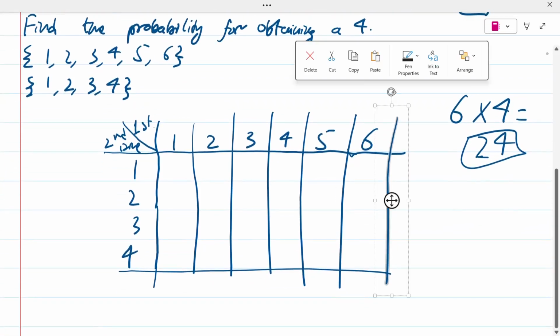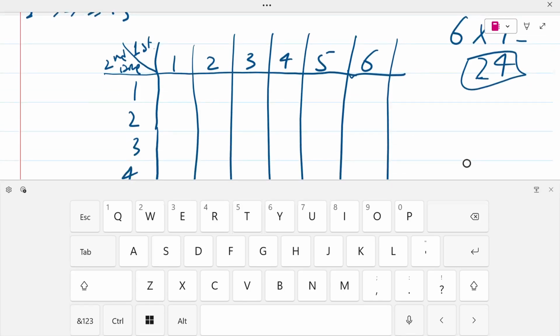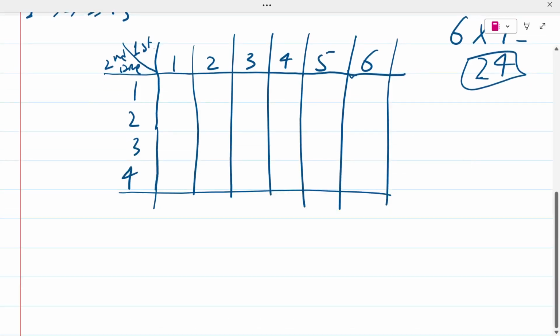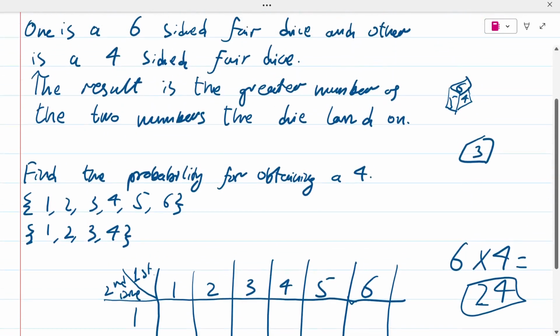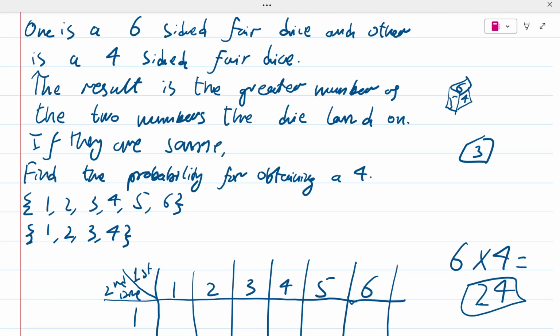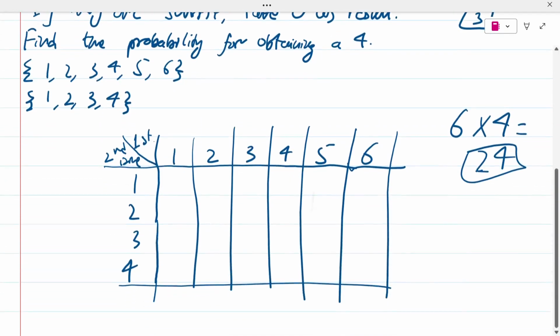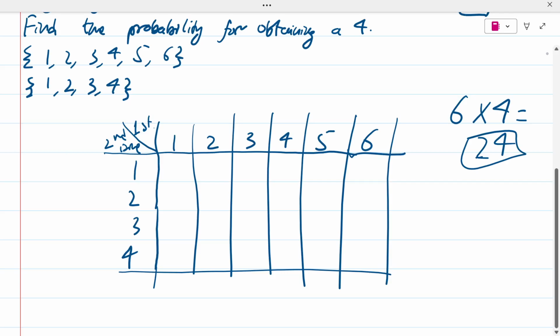Now, in these boxes, we're going to write the results. In these boxes, you write your results, right? So in this case, the greater of the two numbers. In these kinds of questions, they might say, if they are same, take 0 as result. In these kinds of conditions, they do say that, right? So let's do this. If both of the numbers are same, we just write a 0. So a 0 over here, and over here, right?